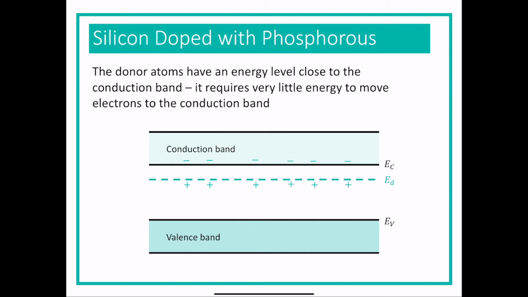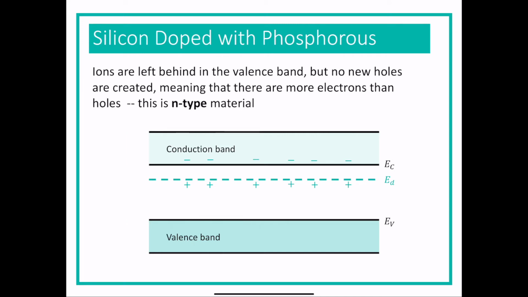So the energy level of donor atoms is higher than the energy level of electrons that are just in the regular structure, so they tend to move better. So you get ions left behind in the valence band, but not holes, because these are just giving an electron and not creating a hole.